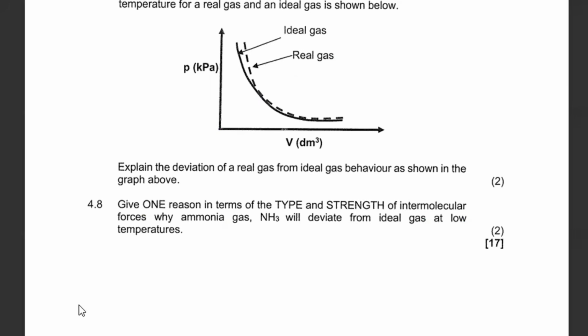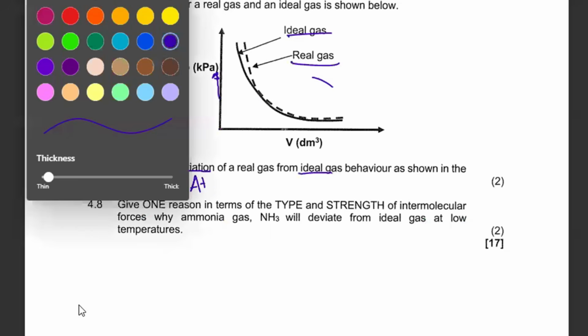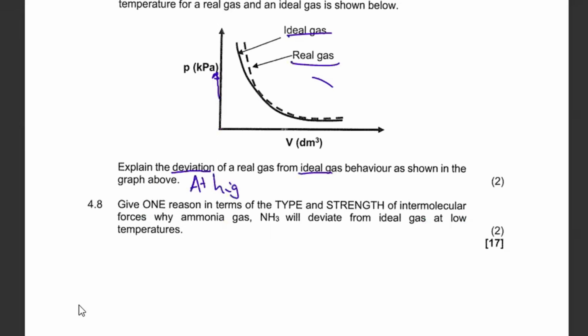If you look at this graph, the first one is an ideal gas, then the second one is a real gas. So explain the deviation of a real gas from ideal gas behavior as shown in the graph above. How does it deviate? What happens to the pressure? As you go up, pressure increases. So what happens at high pressure? It's high pressure.